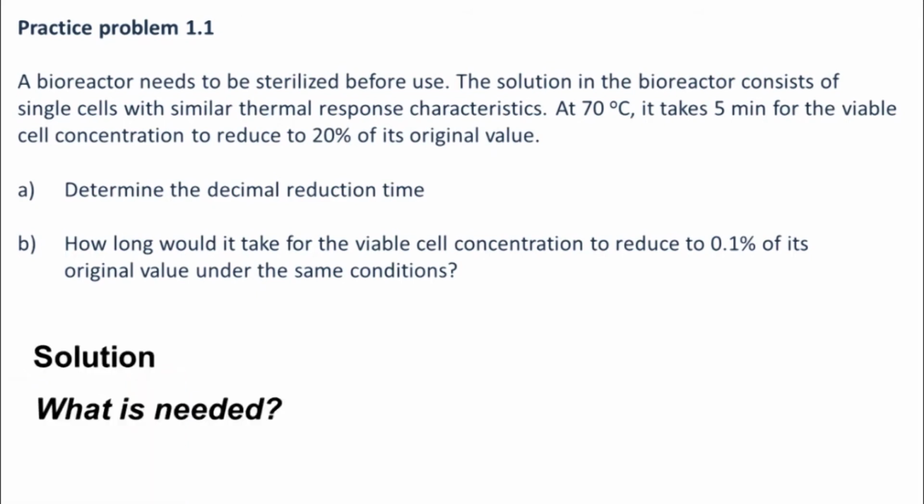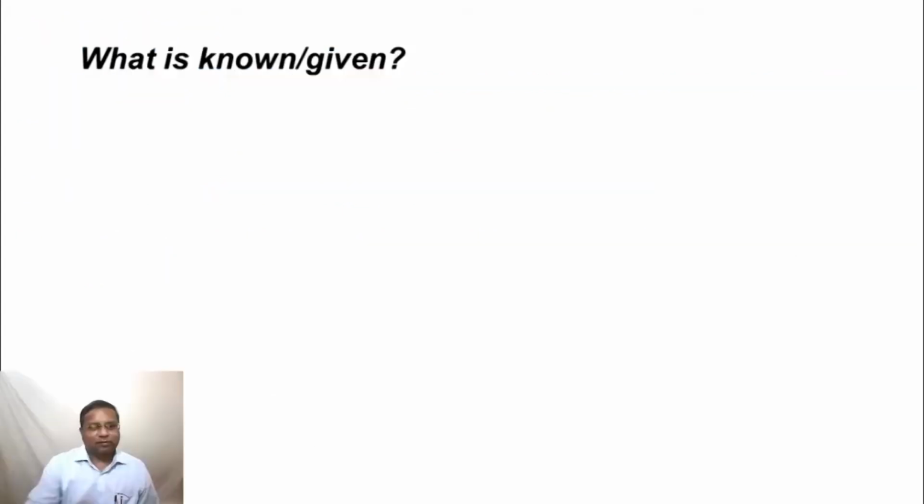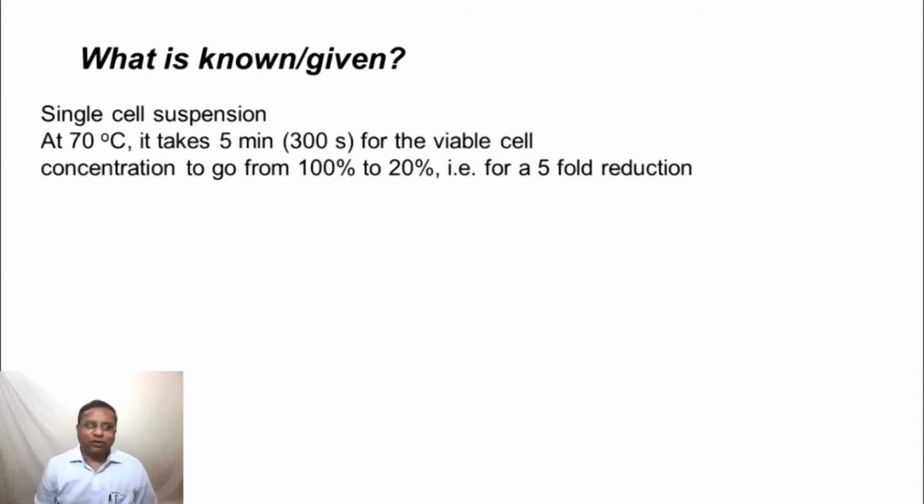First question, as we said, was what is needed. Let us take one part after another. Part A, the decimal reduction time. So that is clear. So let us ask the second question. What is known or given? We know that it is a single cell suspension. We discussed this earlier too.